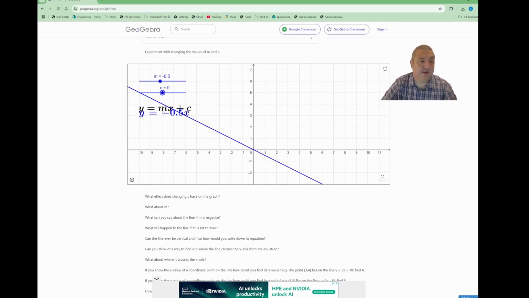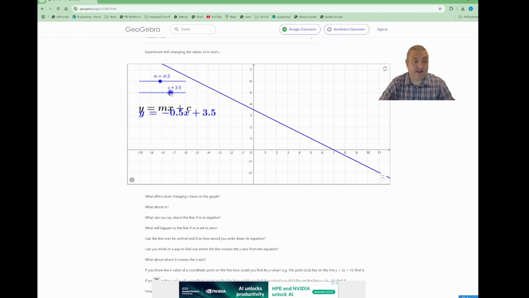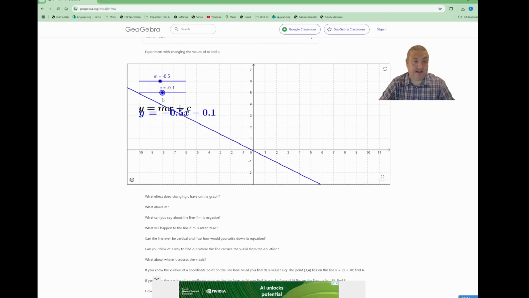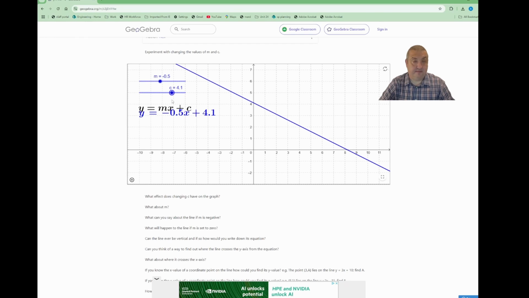These are the critical bits we need to know about. M represents gradient, how steep the hill is. And positive or negative means whether it's tilting up or whether it's tilting down. And C is the value of where it crosses the y line. If it's negative, it's below the x-axis. If it's positive, it's above.